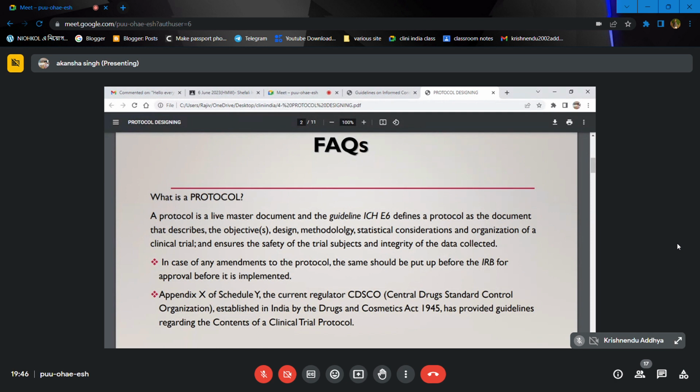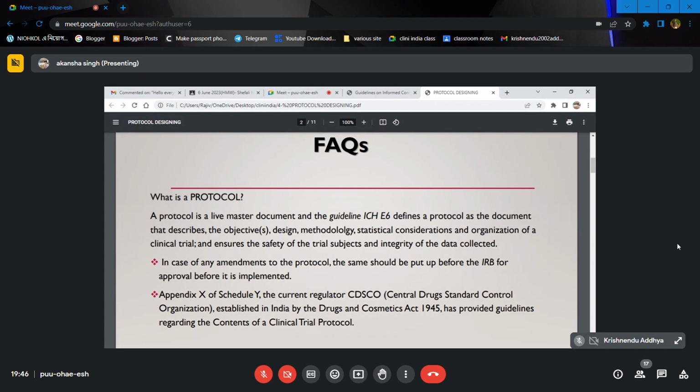So Schedule Y, the current regulator, CDSCO, the Central Drugs Standard Control Organization, has established this guideline under the Drugs and Cosmetics Act of 1945, which provides the guidelines regarding the content of a clinical trial protocol, meaning how the protocol should be. So Appendix 10 is the protocol, you can say, in Schedule Y. They have stated what contents and requirements should be there in the protocol.